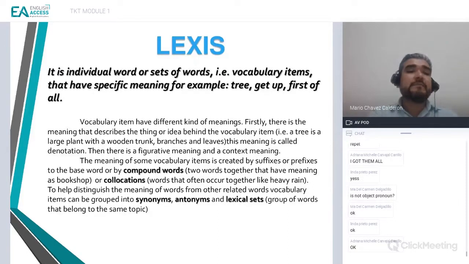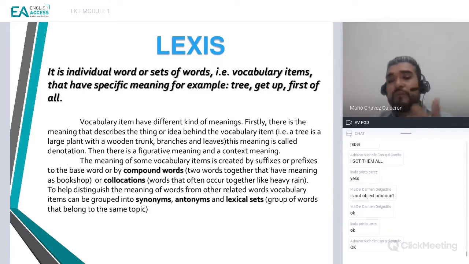Lexis is individual words or sets of words, for example vocabulary items that have a specific meaning. For example, get up, first of all. So when we talk about lexis, we talk about words or sets of words which have meaning. Vocabulary items have different kinds of meanings. Firstly, there is the meaning that describes the thing or idea behind the vocabulary item. For example, a tree is a large plant with a woody trunk, branches, and leaves. This meaning is called the denotation.